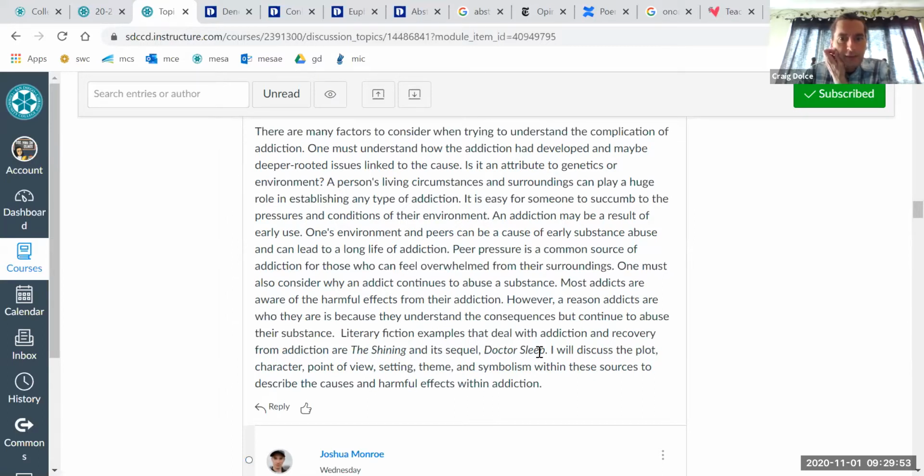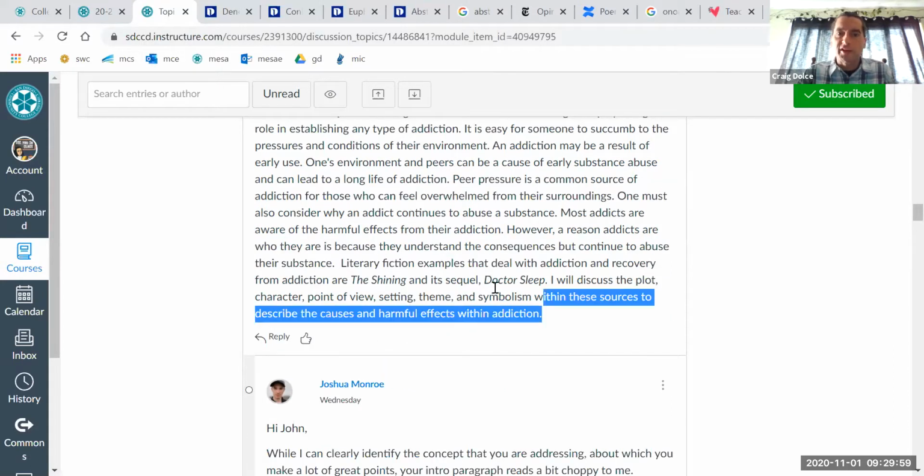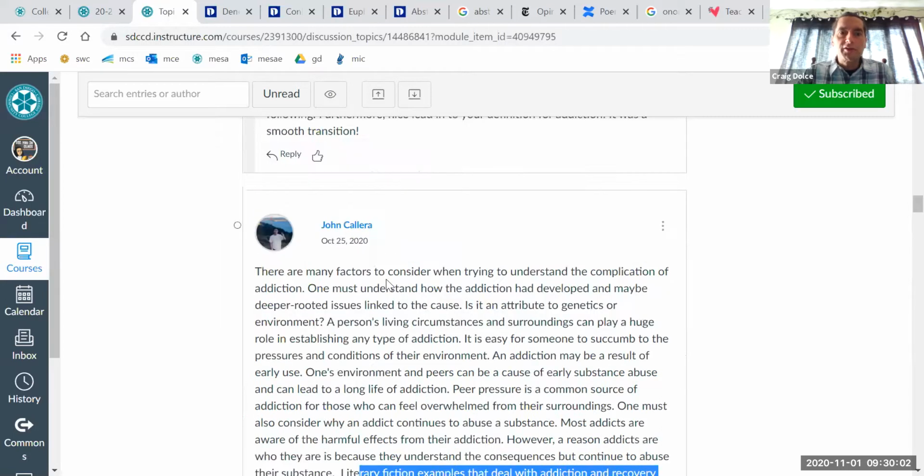The Shining and its sequel, Doctor Sleep. I will discuss the plot, character, point of view, setting, theme, and symbolism within these sources to describe the causes and harmful effects within addiction. Nicely done. Well done, John.